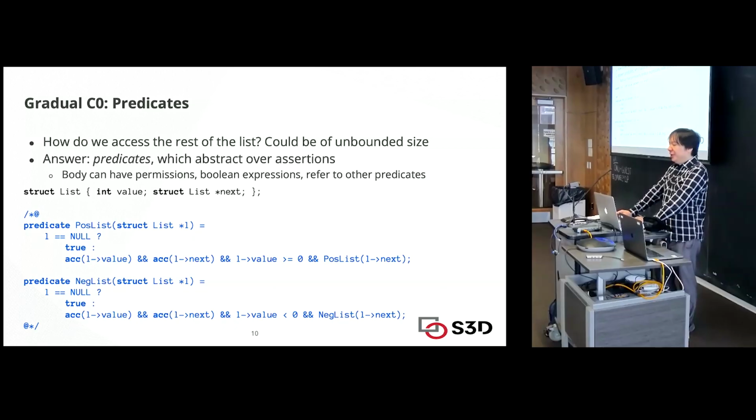Implicit dynamic frames also feature predicates, which abstract over assertions and allow reasoning about heap data structures of unbounded size. Predicates have a body, which is a logical and expression consisting of one or more permissions, assertions, or other predicates. The meaning of a predicate is that this predicate is true if all the permissions in its body are held and the assertions are true. And the predicate can refer to other predicates in its body. So those predicates must be true as well. And recursively specifying predicates is how you specify data structures like lists or trees.